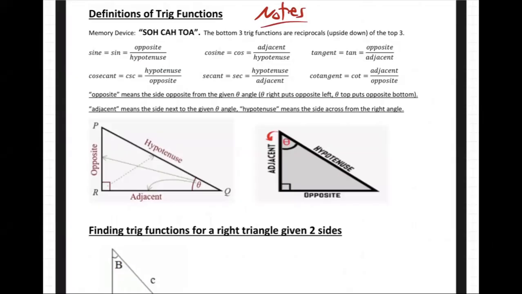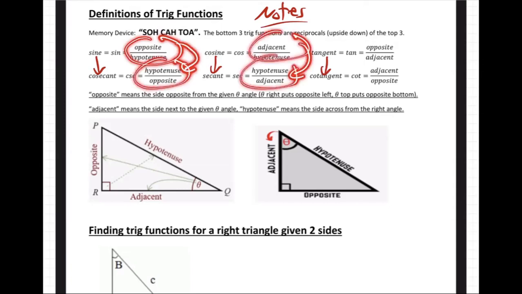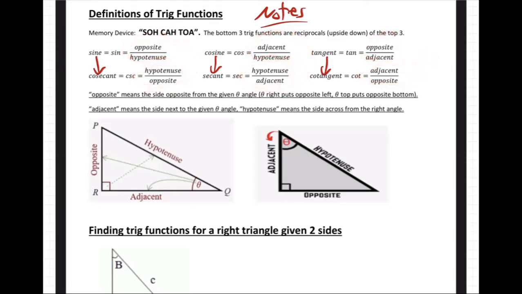And it tells us that there's SOHCAHTOA. And what does that mean? Sine is OH, opposite over hypotenuse. Cosine is AH, adjacent over hypotenuse. You can use these notes on the exam. Tangent is OA, opposite over adjacent. And then these guys are just the upside down. Notice opposite over hypotenuse, then flip it: hypotenuse over opposite. Adjacent over hypotenuse, flip it. Opposite over adjacent, flip it. So those are just the upside down.